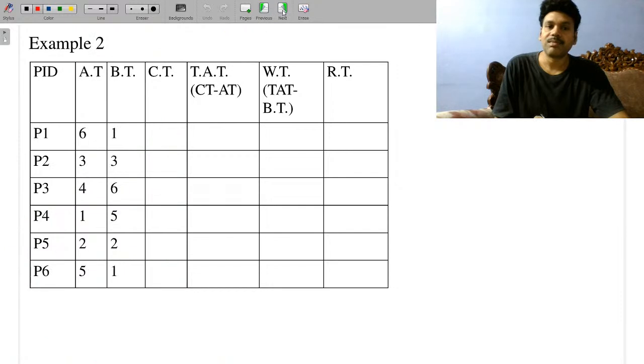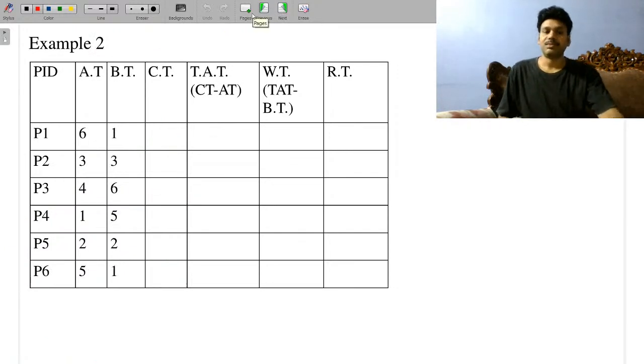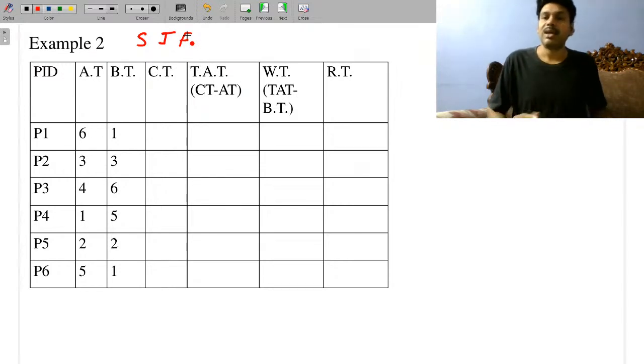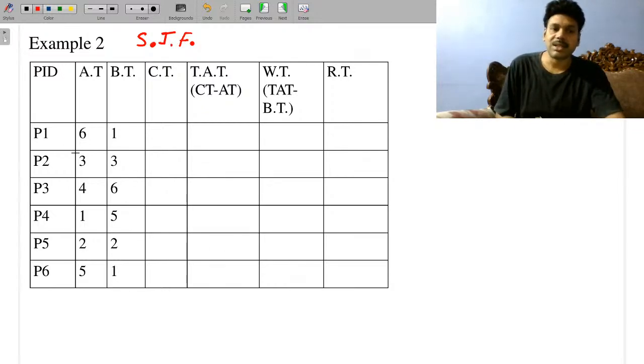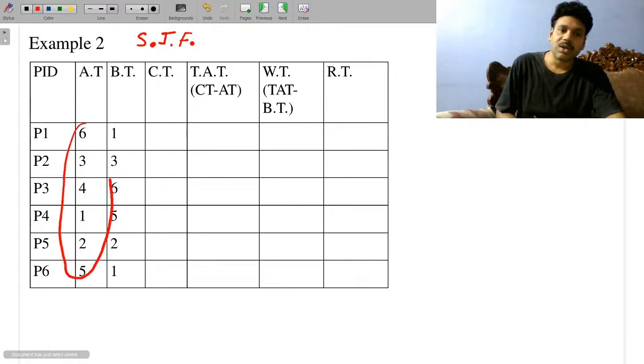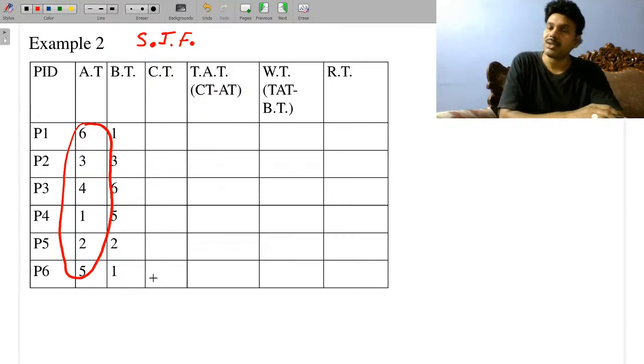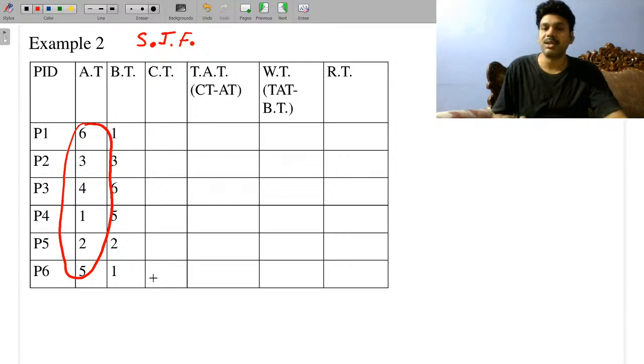Okay, friends, so let's come to example 2. This is for SJF. We will discuss two examples. In the special class, we will discuss more numericals. Please understand, here your arrival times are not in proper order. If you want to do it directly, you can, no problem. Otherwise, if you want to shuffle into ascending order, you can. So I'm shuffling.